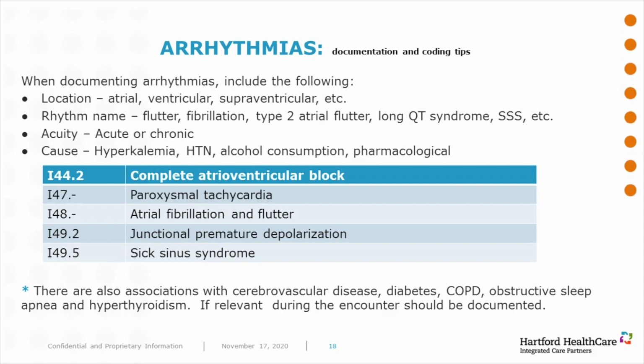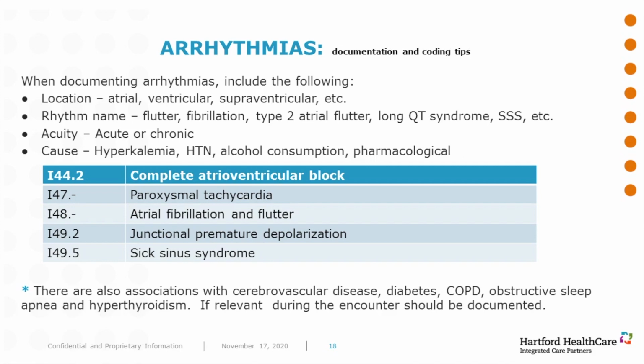So here are some of the diagnosis codes. I44.2. I47 requires additional digits. I48 requires additional digits for specificity. I49.2, junctional premature depolarization. I had to look that up because I've never seen that actually on a chart review. Very interesting. And I49.9, which is sick sinus syndrome.